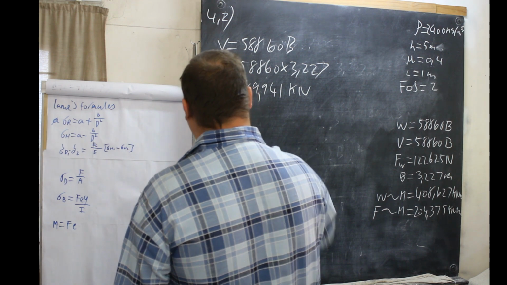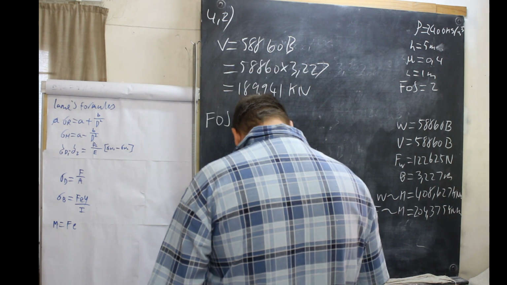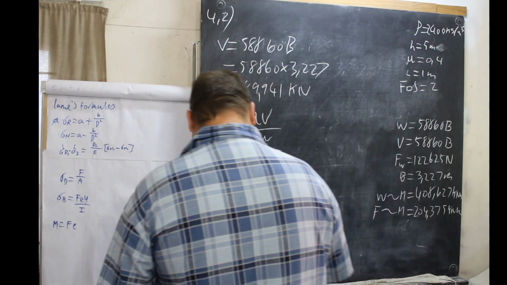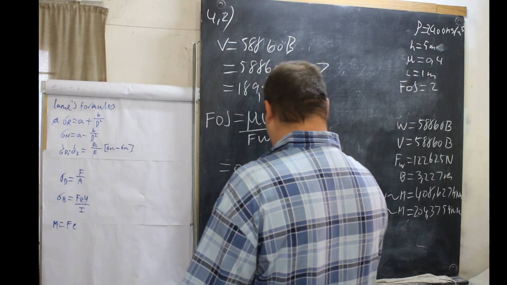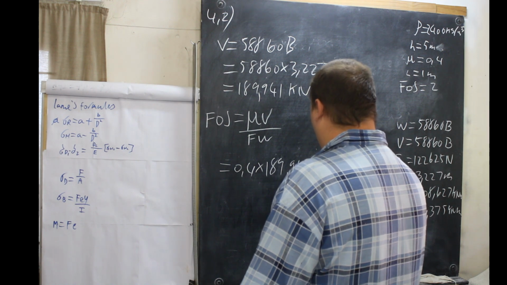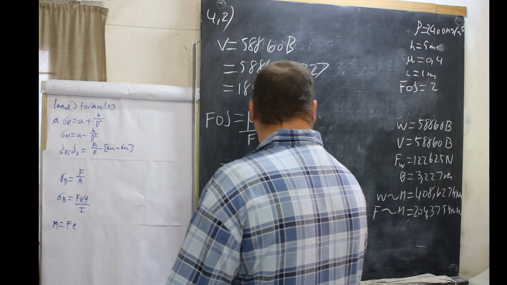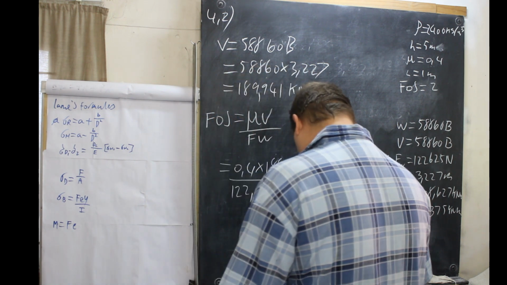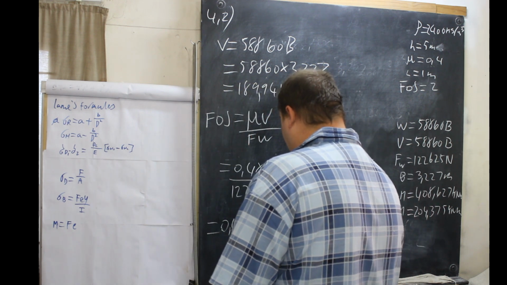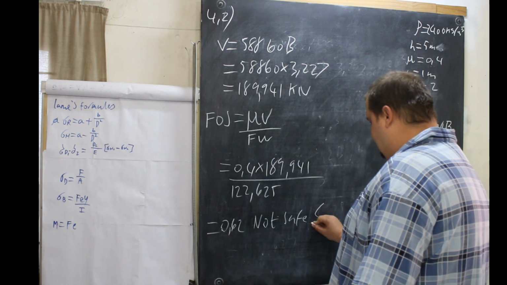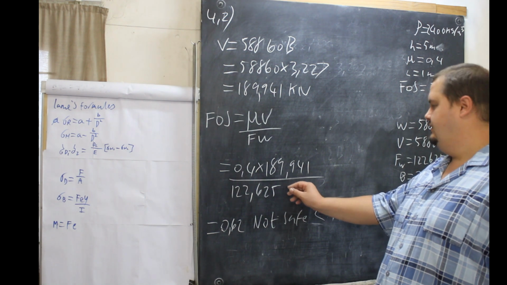So, factor of safety for sliding is equal to mu V over FW. So this equals 0,4 times 189,941 over FW, 122,625 equals 0,62. This is not safe because it is less than 1,5. So it is not safe according to sliding. It is not safe for sliding.